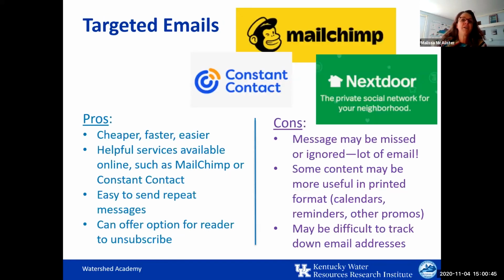Targeted emails are obviously going to be possibly faster and cheaper and easier to set up. You can use different platforms such as Constant Contact or MailChimp, or as Jennifer just mentioned, Nextdoor, which helps you reach specific neighborhoods. These are easy to send repeat messages, and MailChimp, at least I know that one does, you can tag certain segments of your audience so you target specific messages that way. And of course, you can offer the option for readers to unsubscribe if they don't want to get your messages anymore.